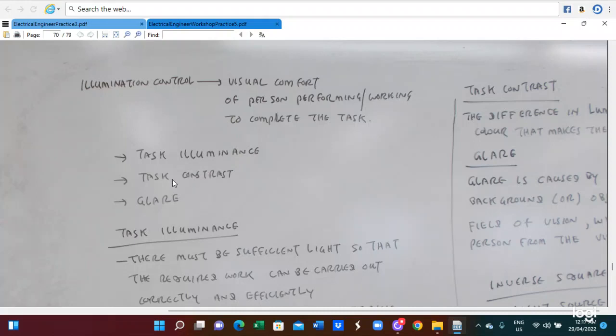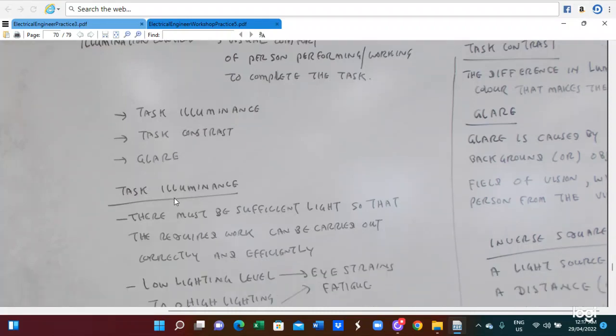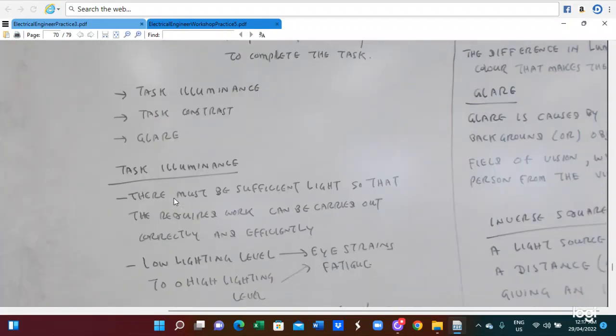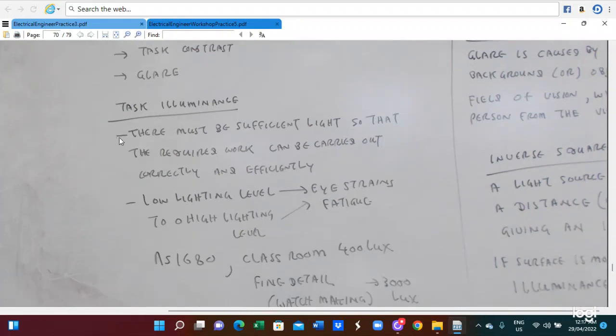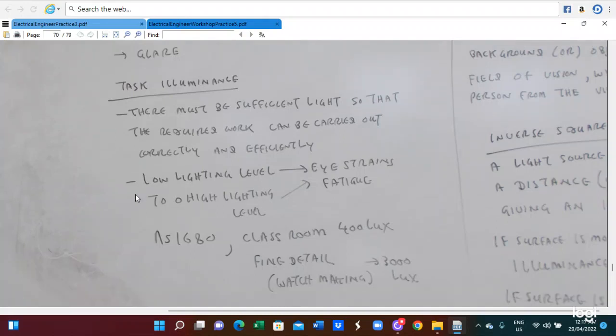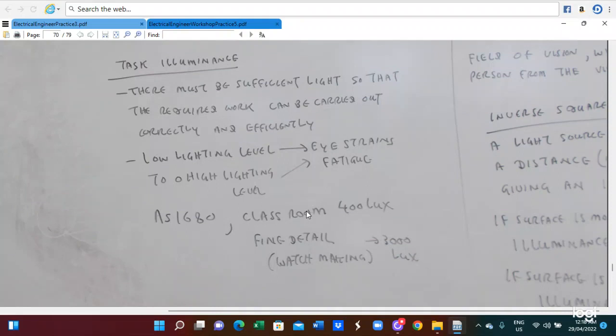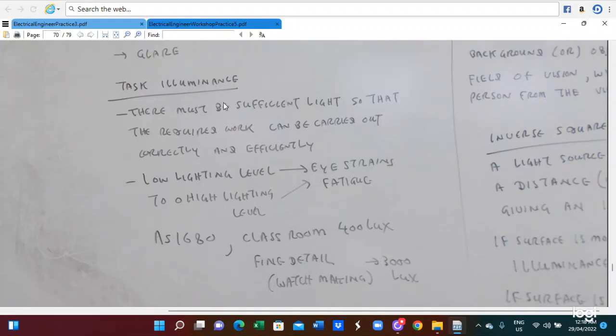Therefore, the illumination control is dependent on the task illuminance, task contrast, and the glare control. So there are three things influencing the illumination control. Regarding the task illuminance, there must be sufficient light so that the required work can be carried out correctly and efficiently. When the lighting level is low, it can cause eye strain. If the lighting is too high, eye strain and fatigue can also happen. Therefore, we have to control the illumination not to be too low or too high to maintain the visual comfort level. So this is very important for the illumination.